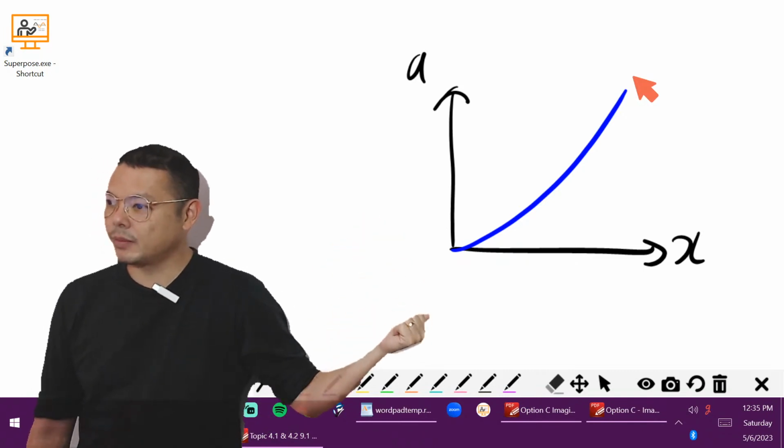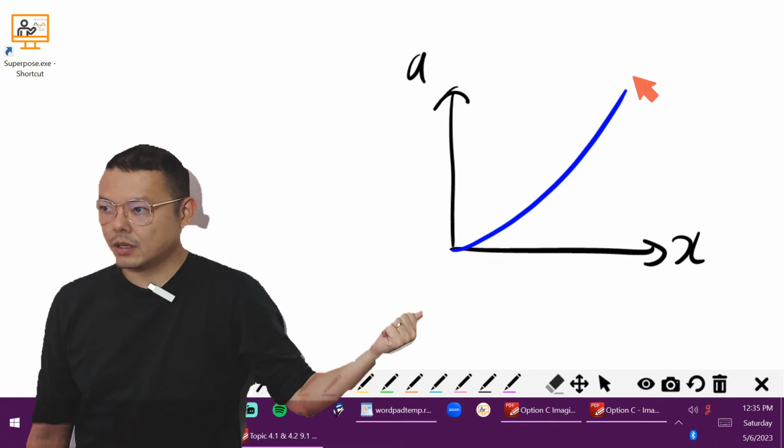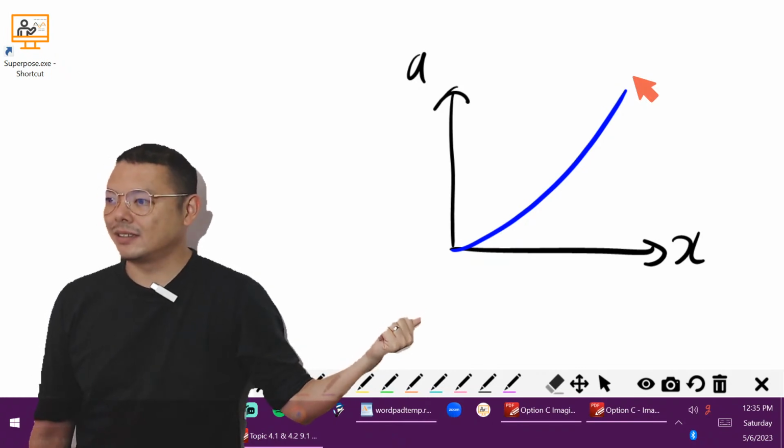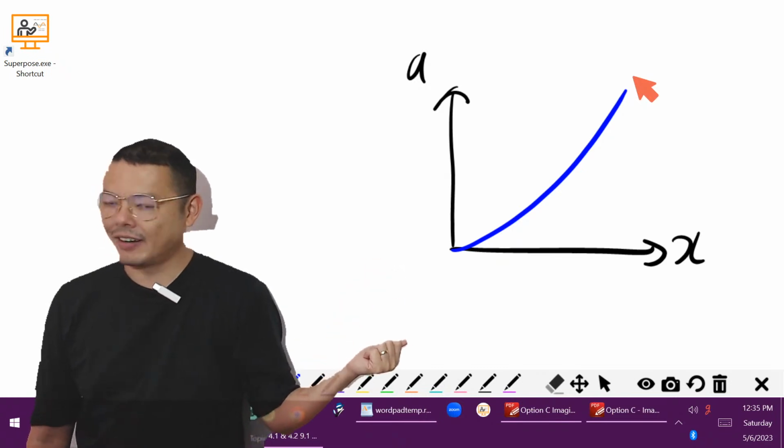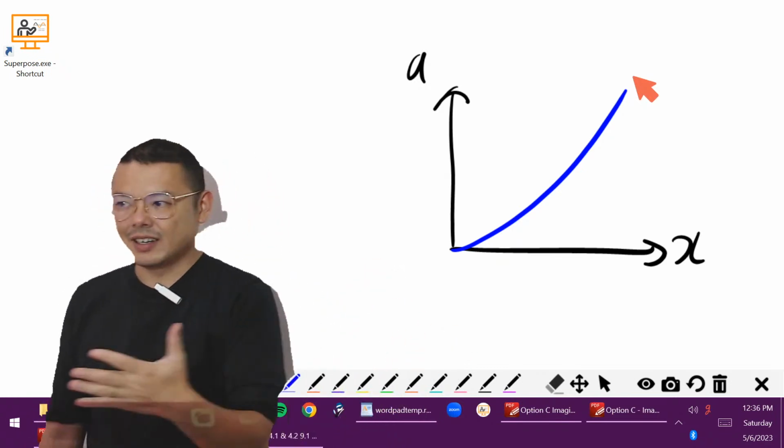But why is it not directly proportional? Because it's not a straight line. Yeah, it's passing through the origin, but it's not a straight line. You need a straight line for directly proportional. You understand this? Okay.